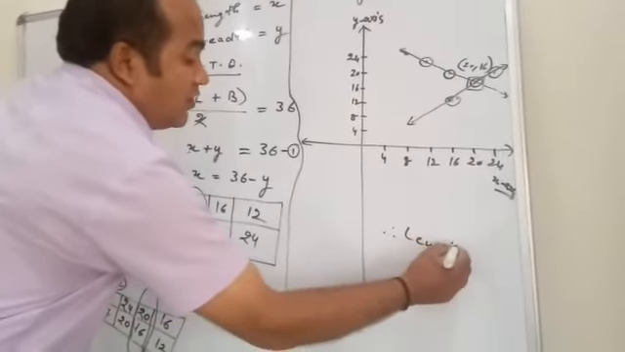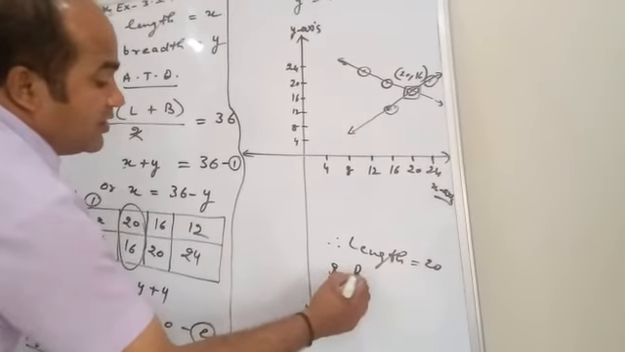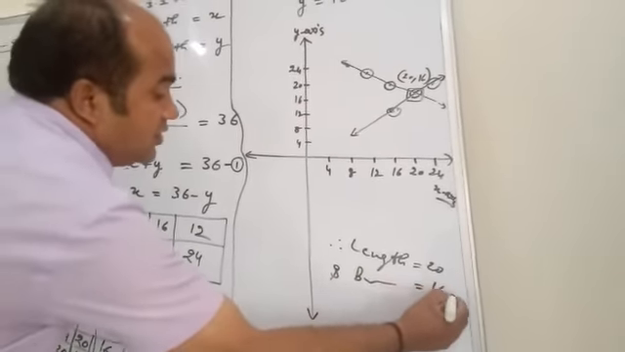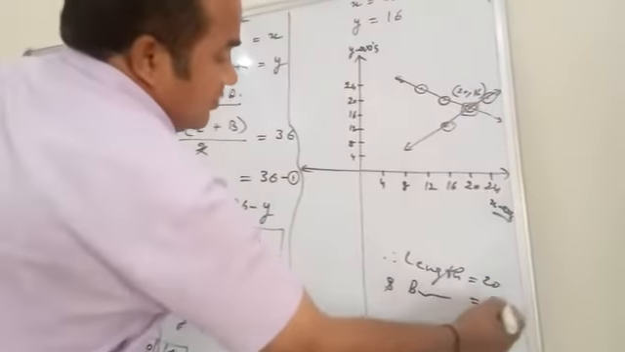Length equal to 20 unit and breadth equal to 16 unit. If they have given meter, write in meter, whatever unit they have given.